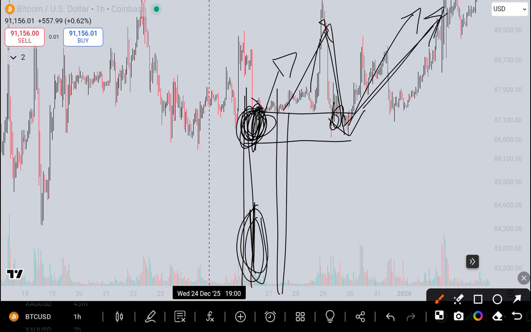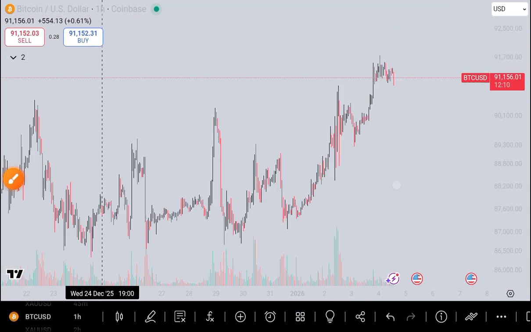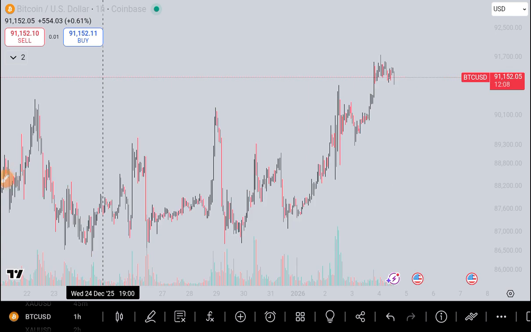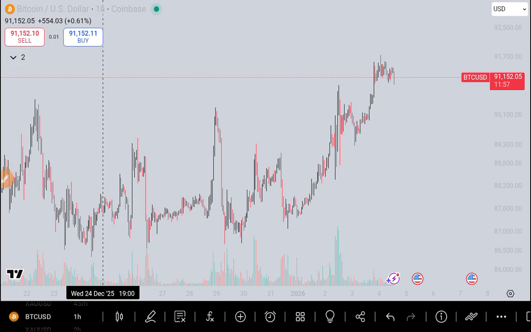So your assignment for today is to go through your charts every single day and find these areas. Go through your charts and find these areas.